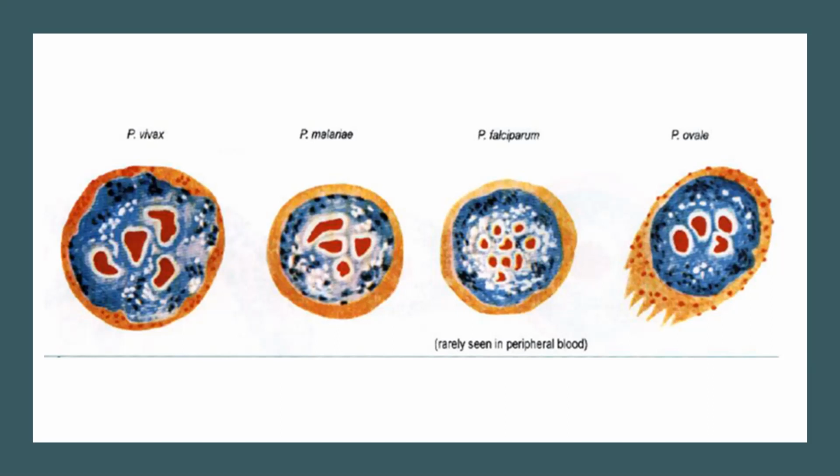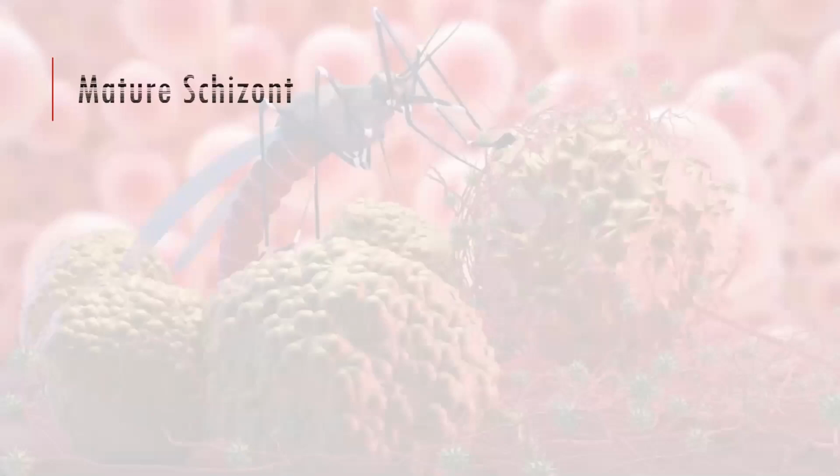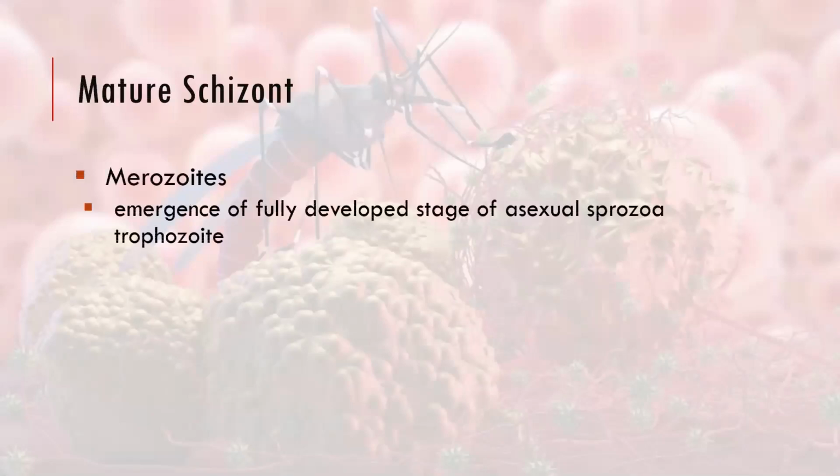However, take note of this, because the immature session of Plasmodium falciparum is rarely seen in the peripheral blood smear. Okay? Moving on to the mature session, there are what we call the merozoites, which emerge from the fully developed stage of asexual sporozoa, and the number varies in each organism.